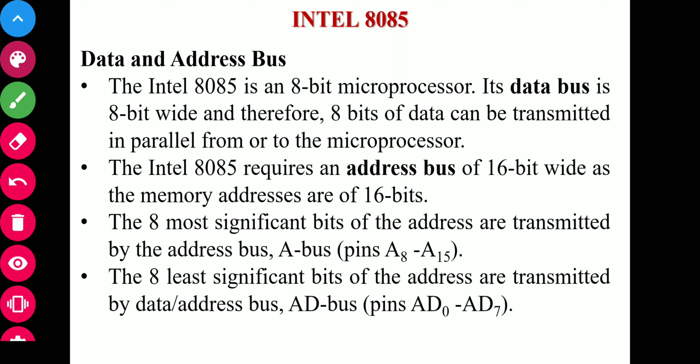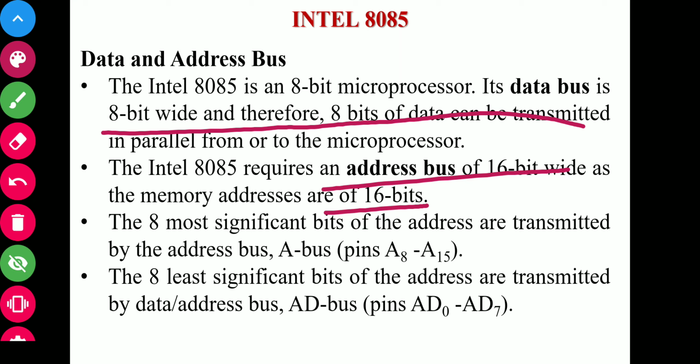So next, data and address bus. The Intel 8085 is an 8-bit microprocessor. Its data bus is 8-bit wide and therefore 8 bits of data can be transmitted in parallel from or to the microprocessor. Then the Intel 8085 requires an address bus 16 bits wide as the memory addresses are 16 bits. Since the memory address is 16-bit, it requires a 16-bit address bus. Whereas the data is only 8-bit, which requires only an 8-bit data bus. Address bus 16 and data bus 8-bit.